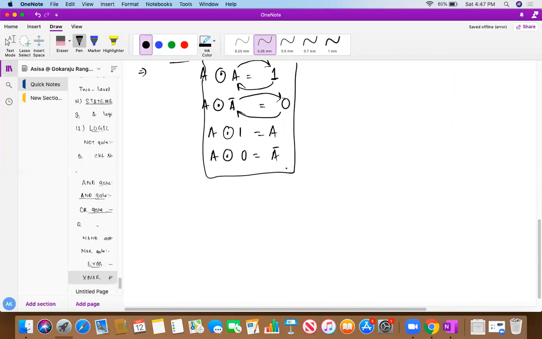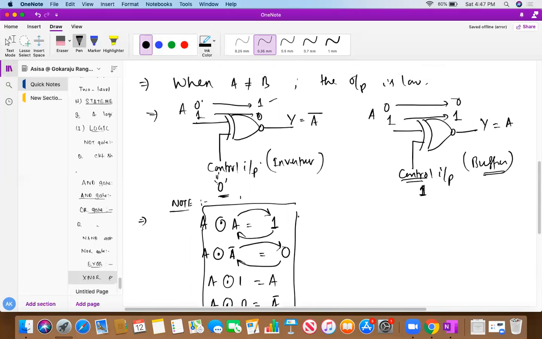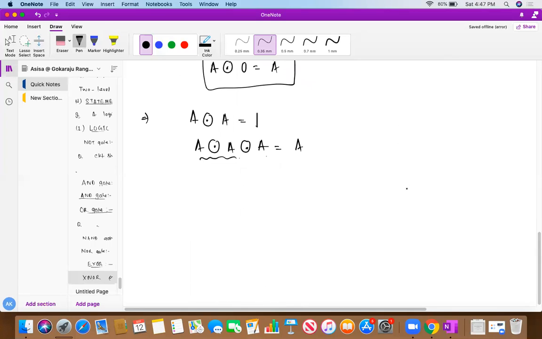Don't worry. So what do you understand from this? Since A XNOR A is 1, now tell me what is A XNOR A XNOR A? What would it be? This will be 1 XNOR A, which is what? It's A. Just now we have done that. Here the control input is 1. Then obviously, how did we get A XNOR A XNOR A? It is 1 XNOR A.